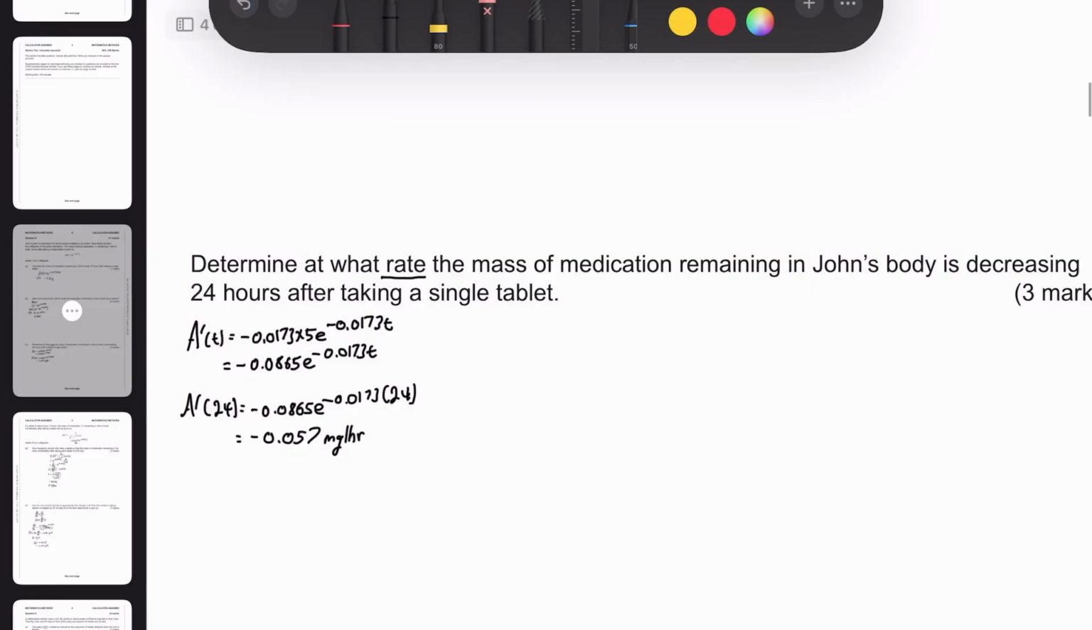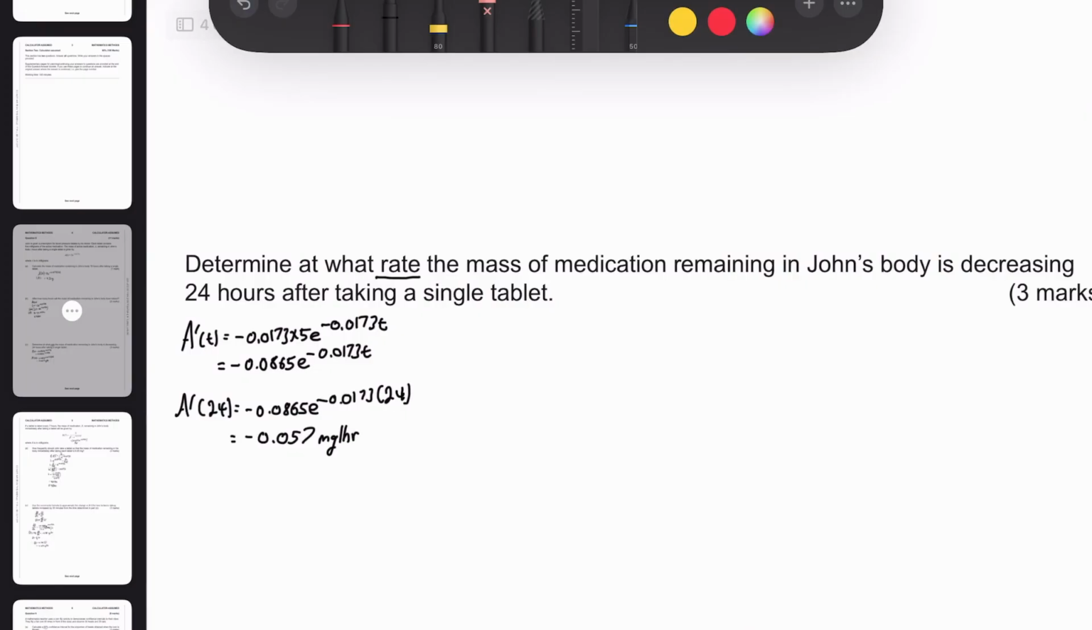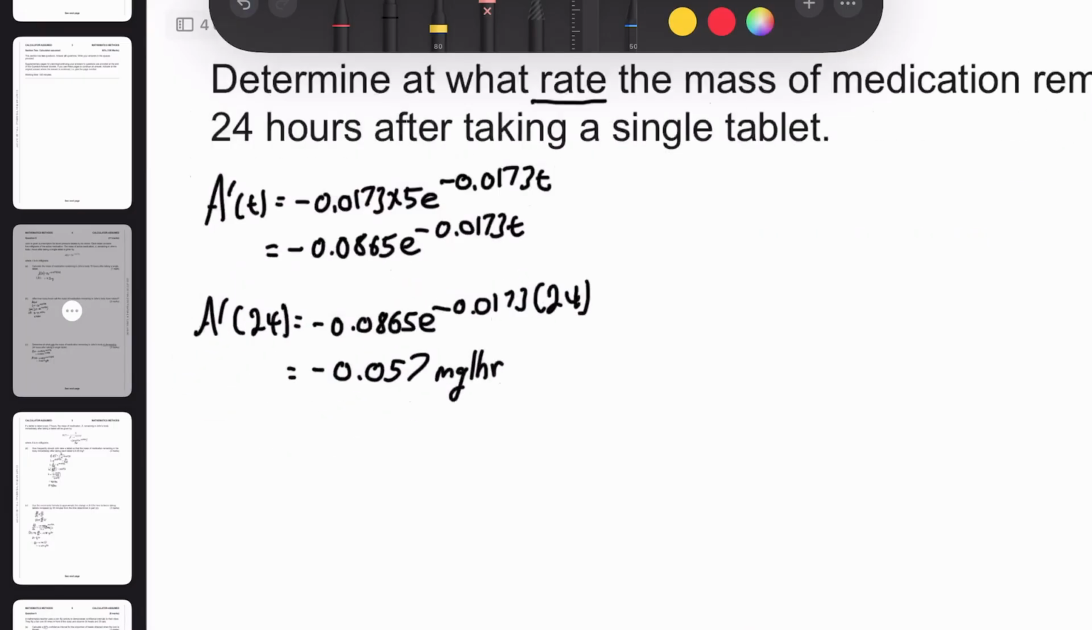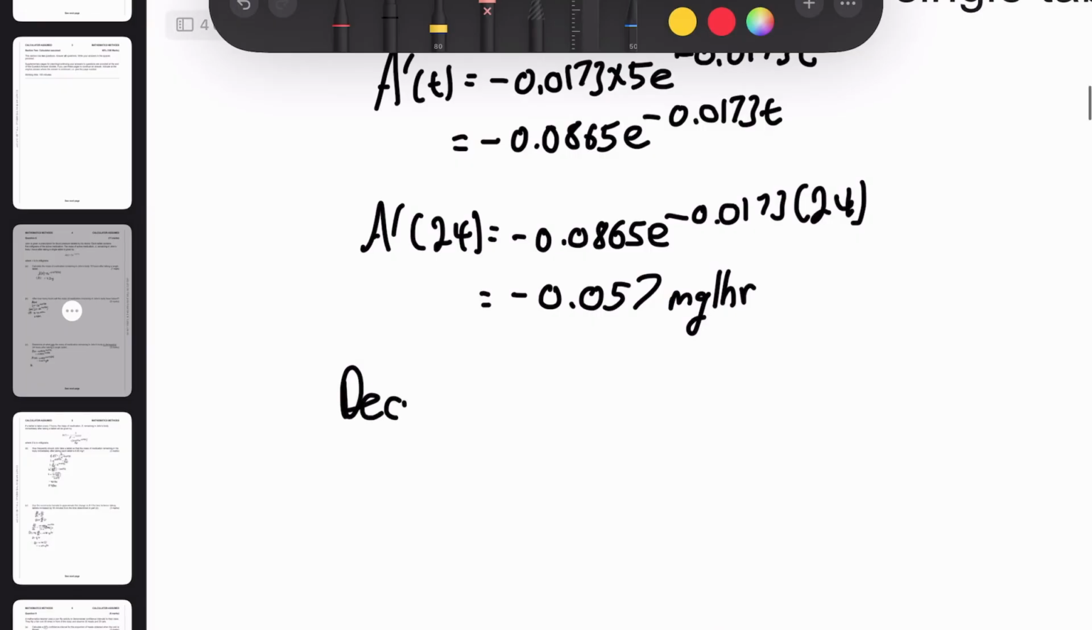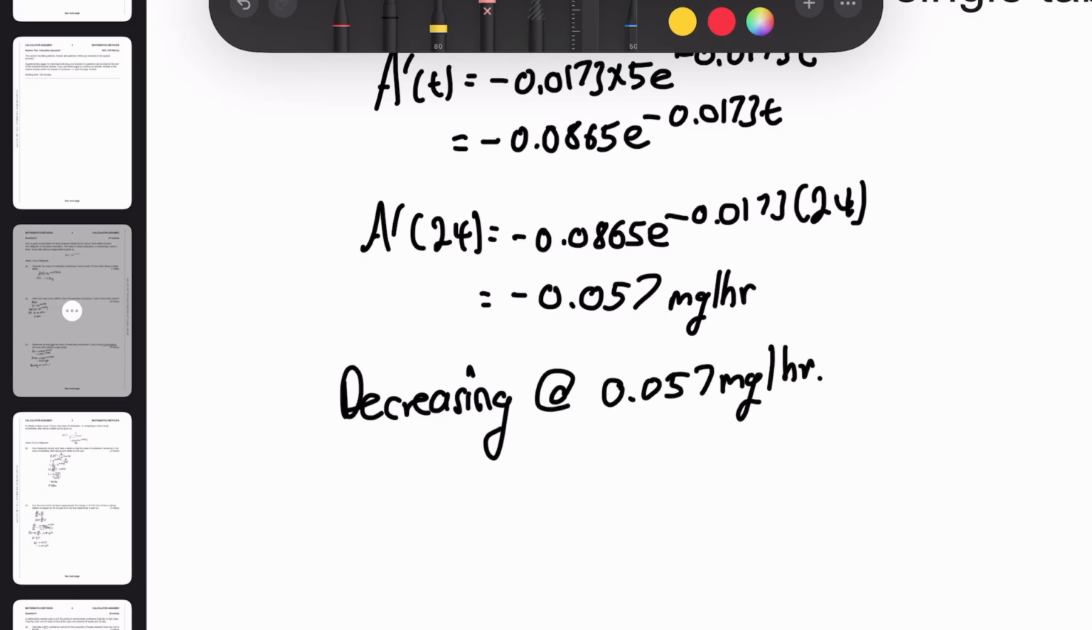Then we can finalize our solution because it's asking for decreasing rate. So, since we have a negative here, this is clearly going to be decreasing. So we say decreasing at 0.057 milligrams per hour.